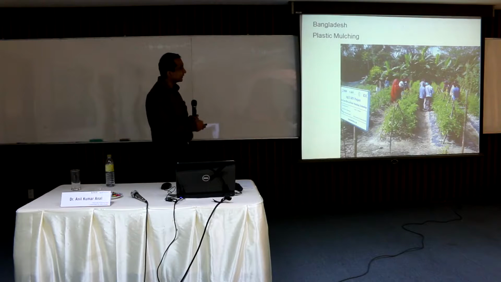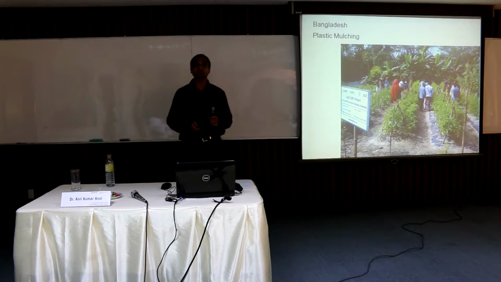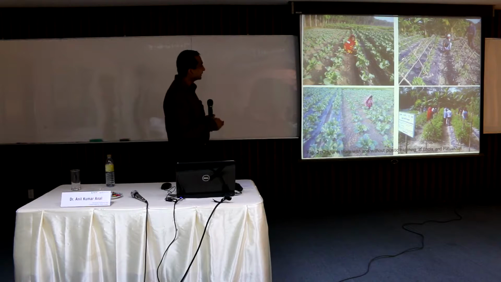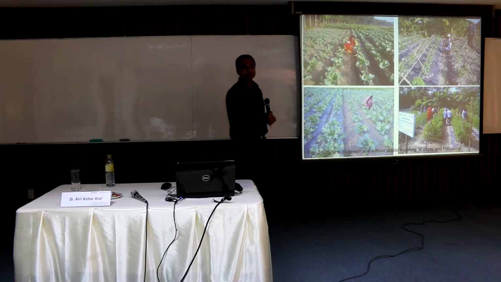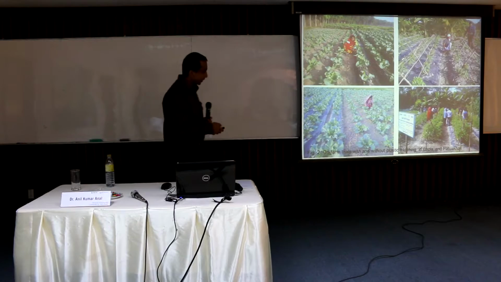Okay, so the bottom line is, yes, we have done that in the farmer's field, supported by USAID, and you can see two plots side by side, with plastic mulching and without plastic mulching. Ferdous has also recorded data on different parameters. You can see many farmers side by side. This is cauliflower; we have done cauliflower, tomato, and cucumber in different districts.